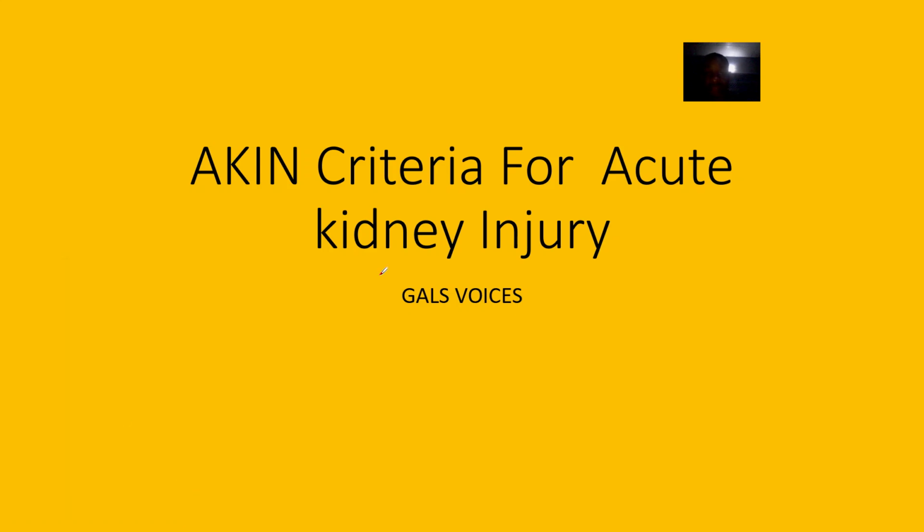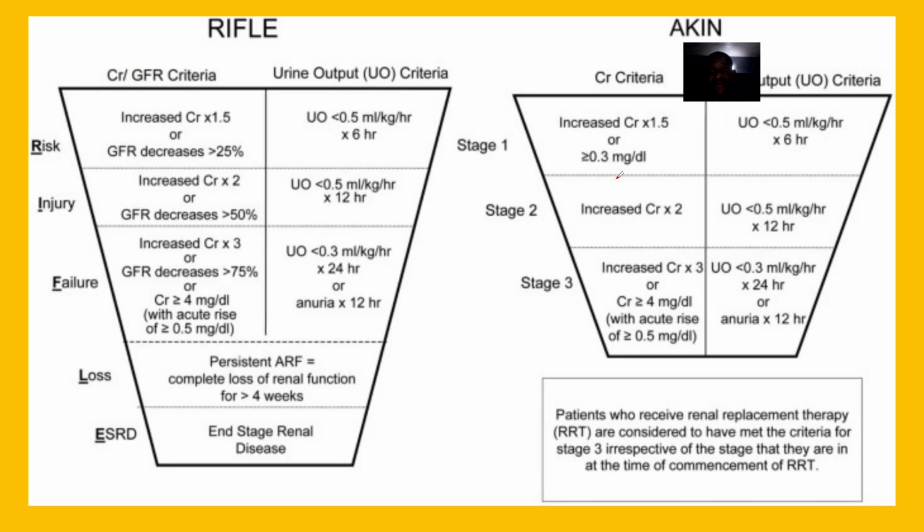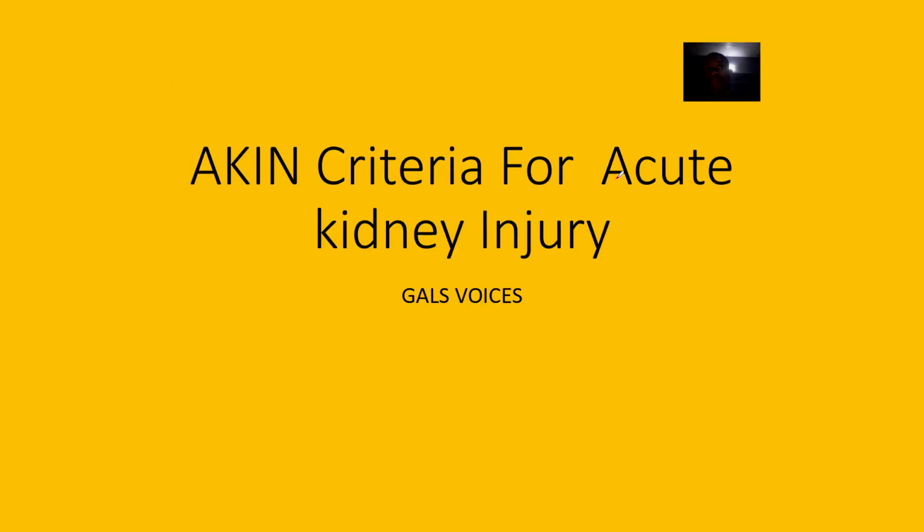Alright, so for the next criteria, which we're basically going to look at, which is used to classify acute kidney injury, we're looking at the AKIN criteria for acute kidney injury.